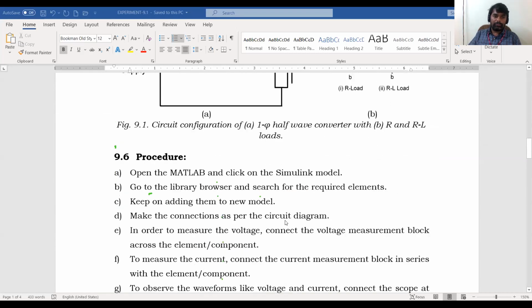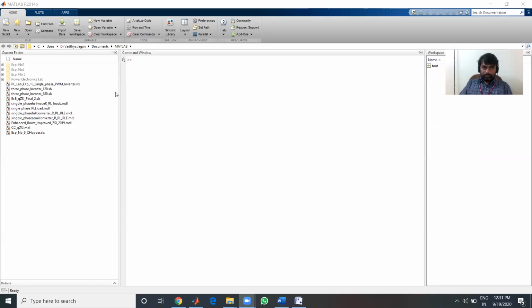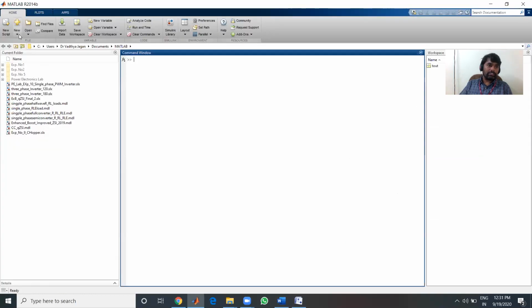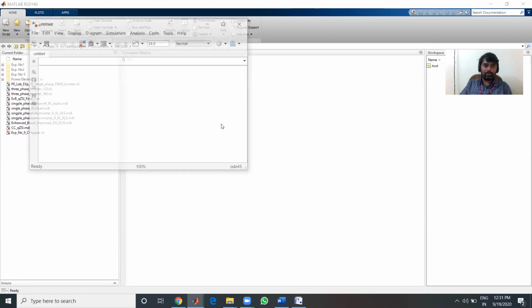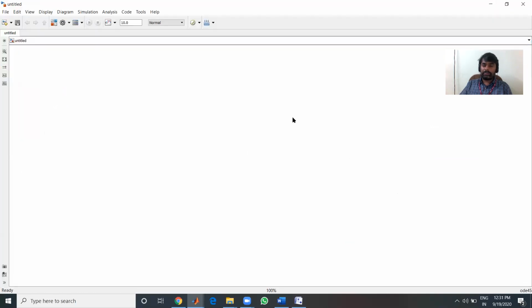So in order to simulate the half wave rectifier, you just see the procedure here. So first we need to open the MATLAB. Now I am opening the MATLAB, you can see here, which I am going to share. Okay. So this is the MATLAB. Now I want to go for Simulink model, right? If I click on this new tab, I will see the Simulink model here. You just click on the Simulink model, then I can find the new untitled page here, right? So I'm going to share that untitled page.